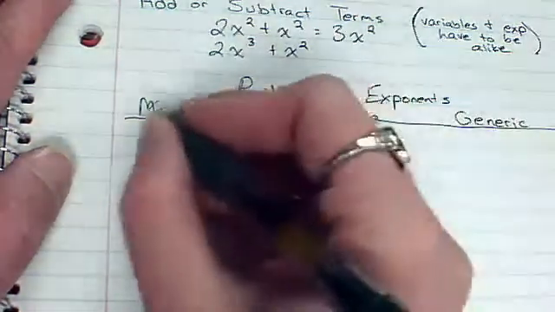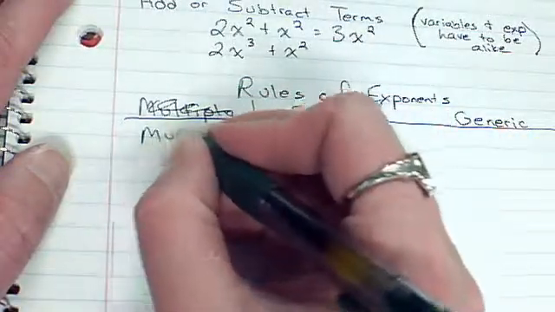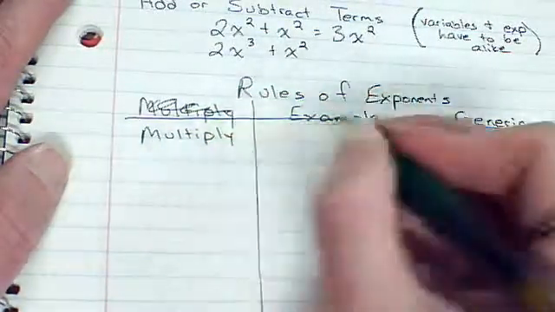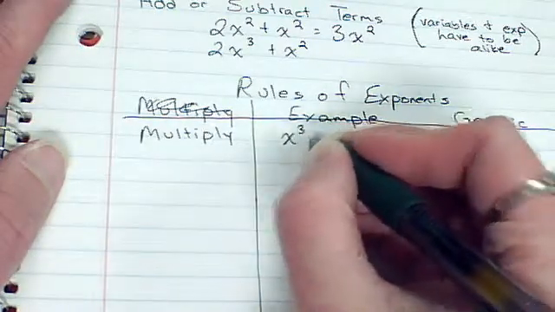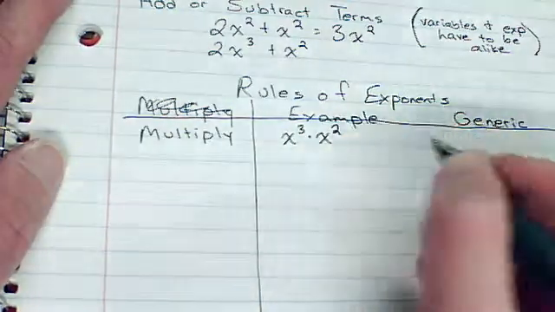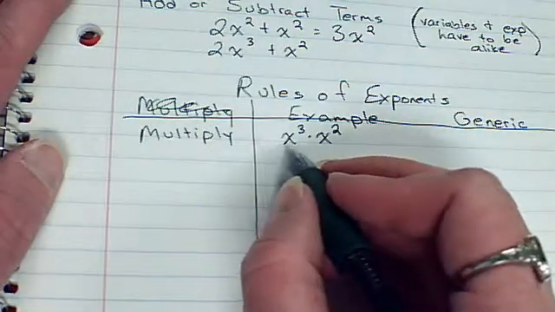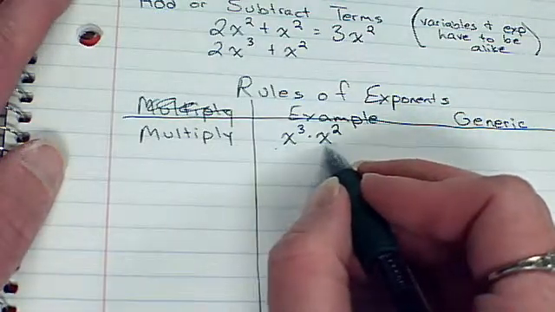So when we multiply, we might have, I don't know, x cubed times x squared. Remember, this really means x times x times x times x times x.